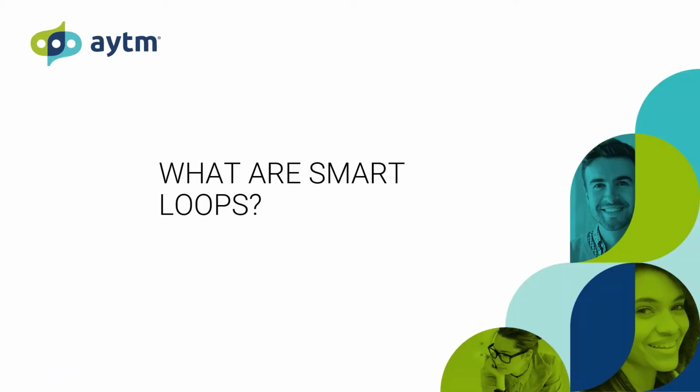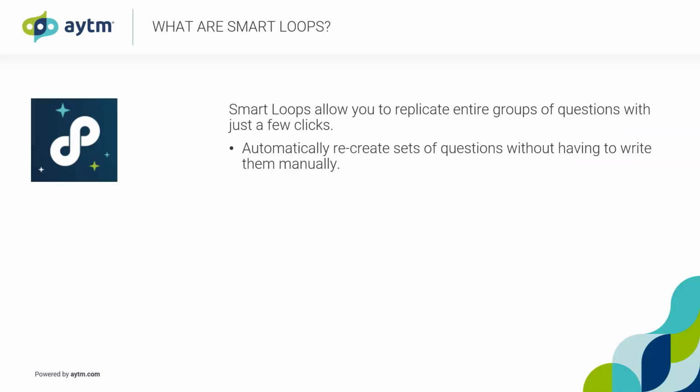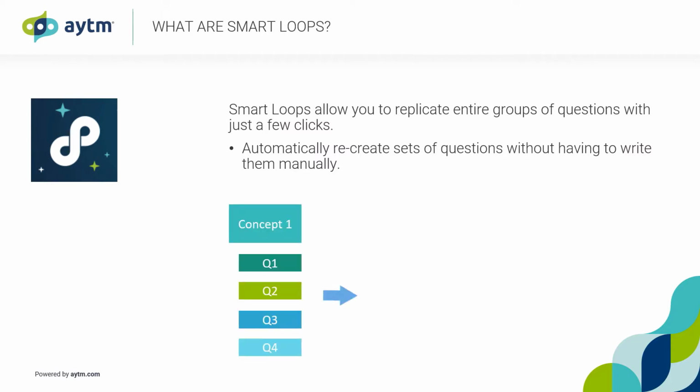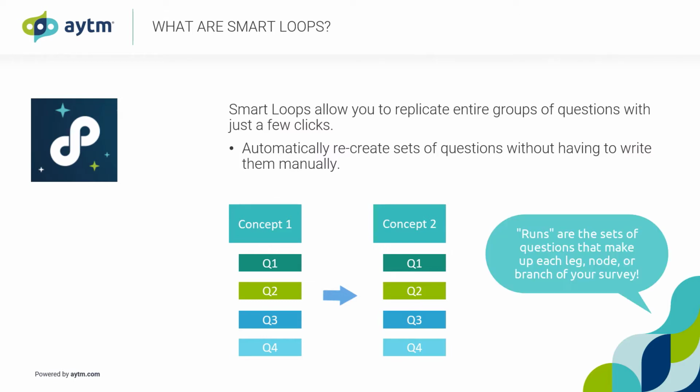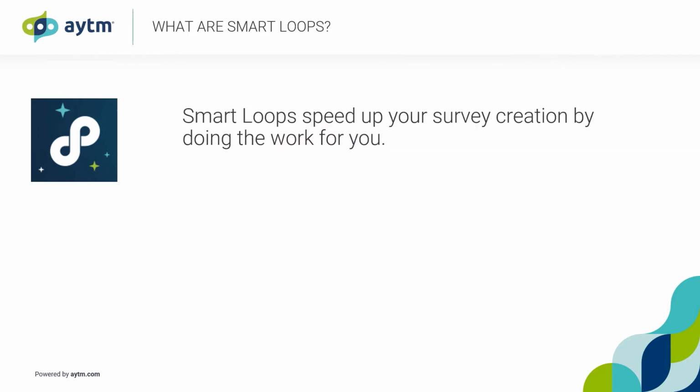What are smart loops anyway? Smart loops allow you to replicate entire groups of questions with just a few clicks using an easy-to-use interface right in the survey editor. Normally, a setup like this, testing two concepts with the same questions, would require a lot of manual question building. With smart loops, however, you can program the questions once as a run and use them repeatedly. Essentially, what we've done is cut out the hard work when building concept test surveys. Smart loops can dramatically speed up your survey creation by doing a lot of the work for you.